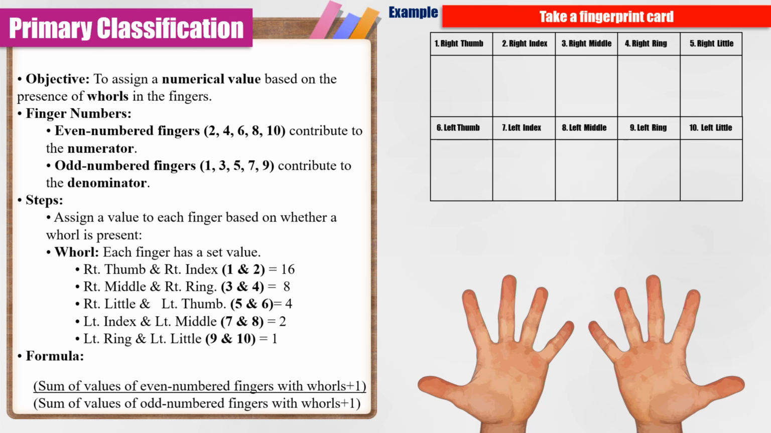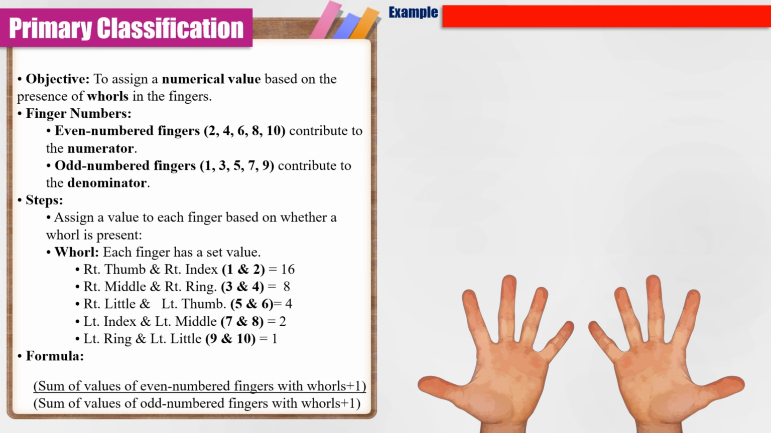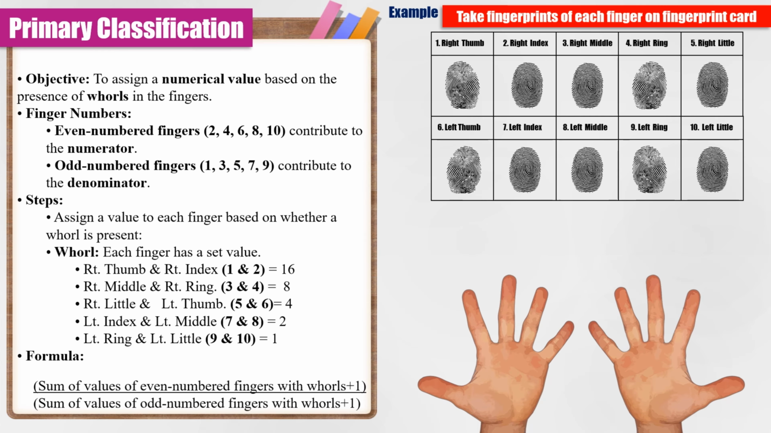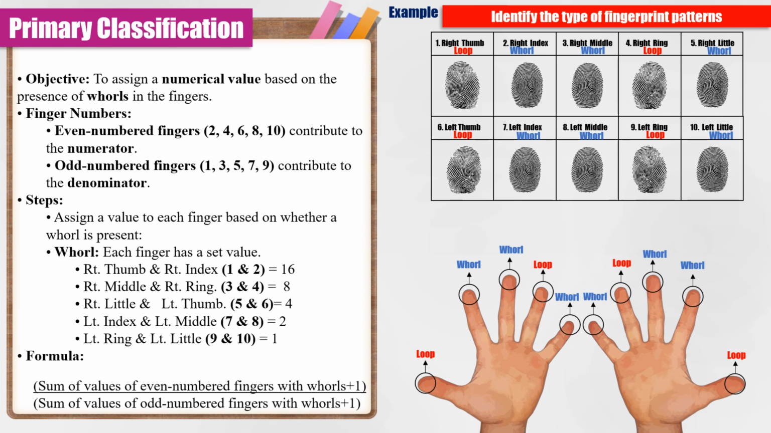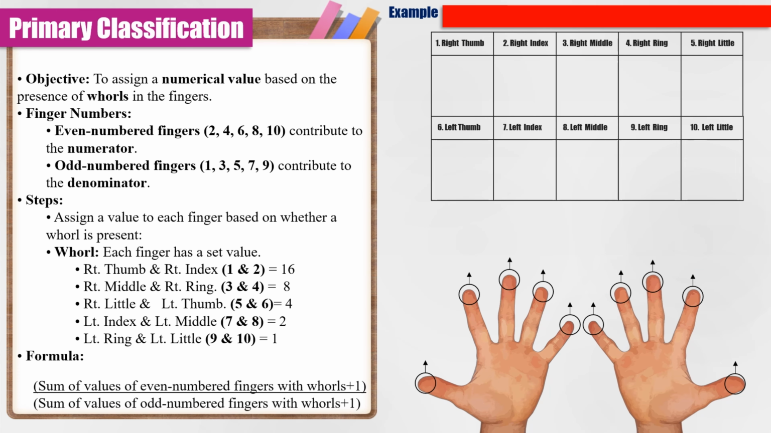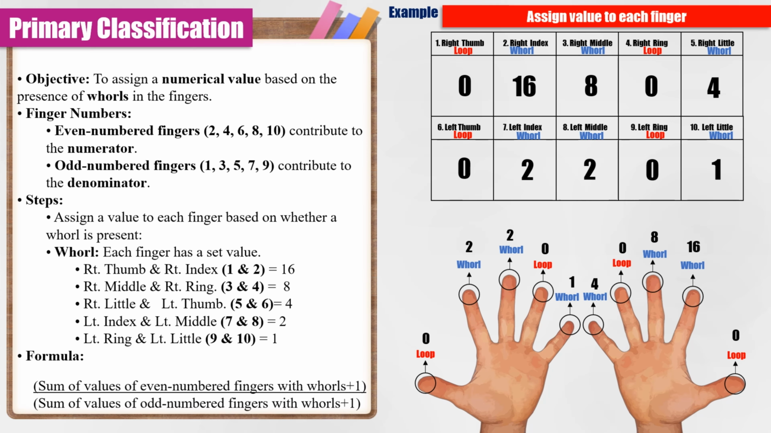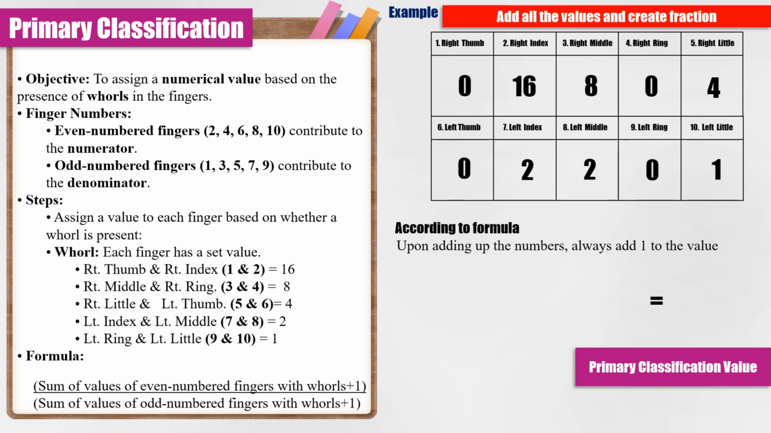Step 2. Identify the patterns. Now, look at each fingerprint carefully and identify the pattern type. Is it a loop? A whorl? An arch? This is crucial, as it forms the basis of your classification. Step 3. Assign values. Once you've identified the pattern on each finger, you assign it a value.